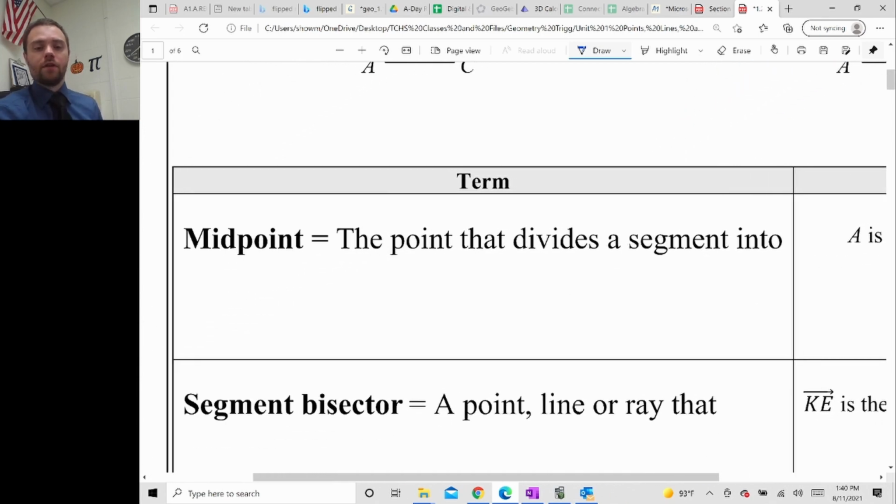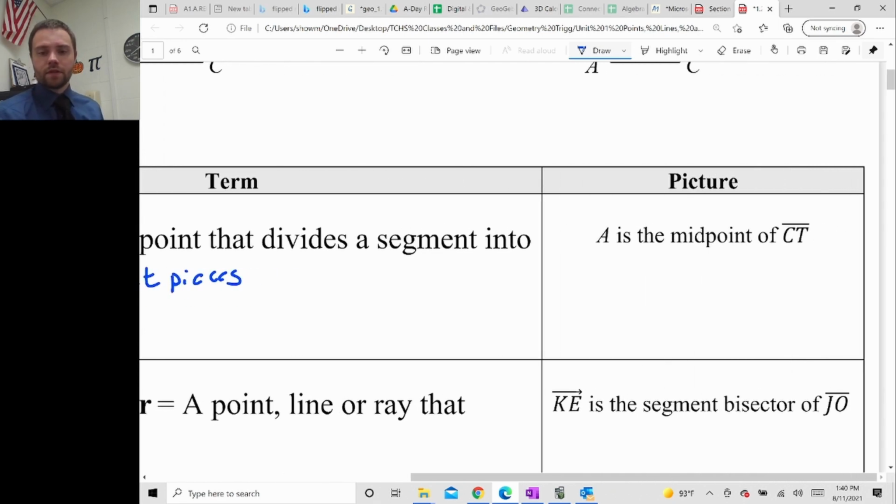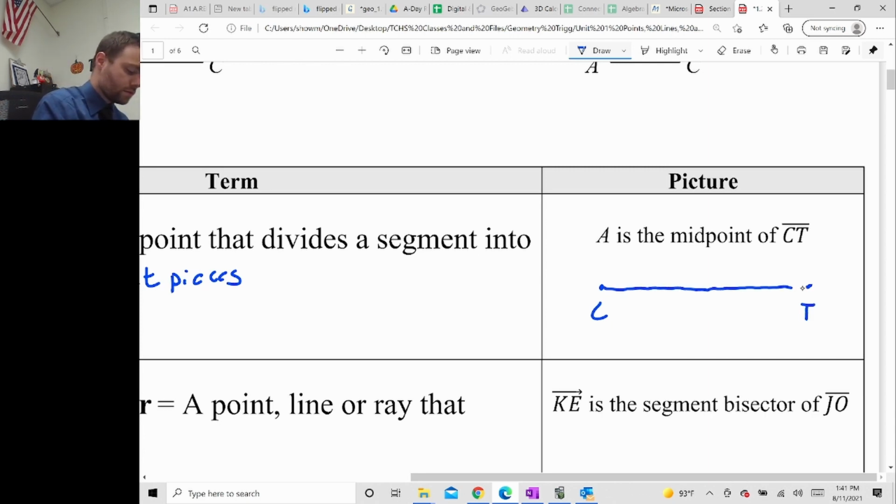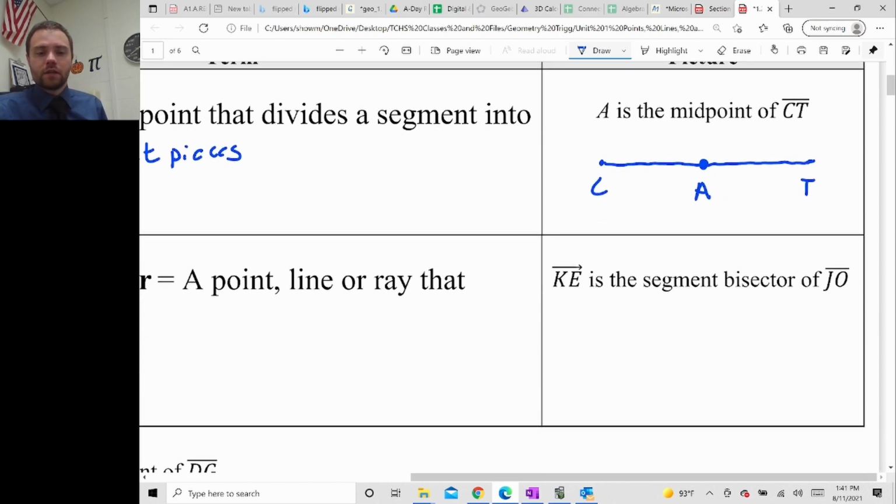A midpoint of a segment is the point that divides a segment into two congruent pieces. It says A is the midpoint of CT. So just to show you what this looks like, I'm going to say CT, that's my segment. The midpoint is pretty intuitive. It's the point that's right halfway between the two. So A is the midpoint of CT, that's what that looks like.